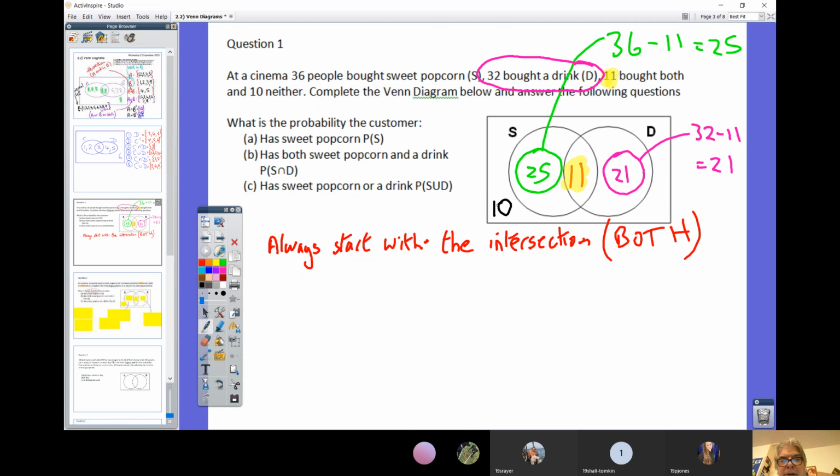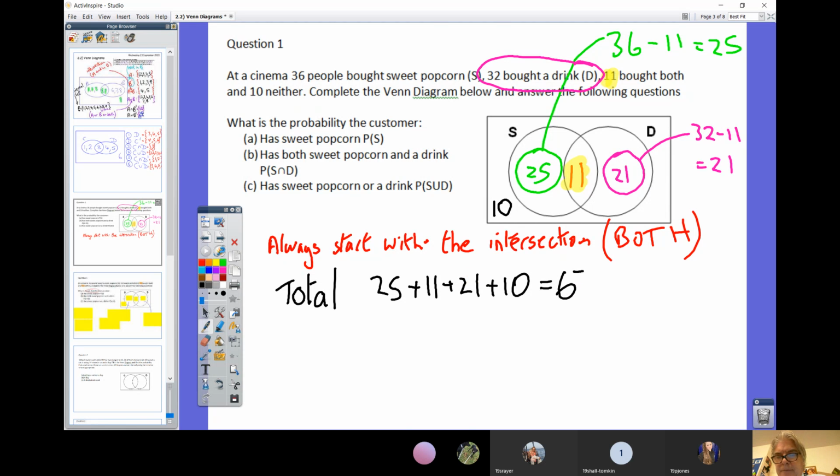So how am I now going to work out the total number of people who went to the cinema? What maths am I going to do? Henry. That's good. Once you've filled in all the numbers in the Venn diagram, add all those numbers up to see how many people went: 36, 46, 56, 57, 67.